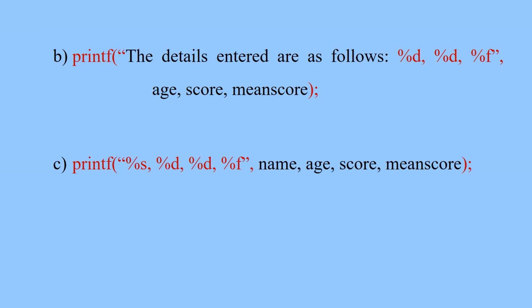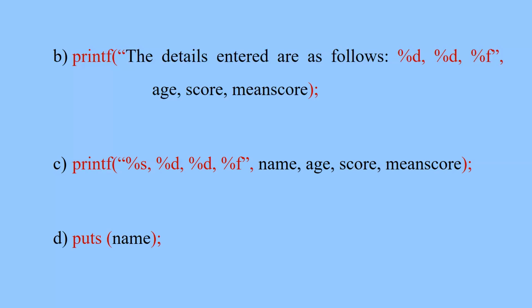In C, you can also write it as printf, that is, display the following on the screen. Display the following values on the screen: 1 string, the other one integer, the other one integer, the other one float. In other words, display 4 values from memory locations, where the first one is of type string, that is name. The second one is of type integer, that is the age. The third one is integer, which is the score. And the fourth one is mean score, which is a float.